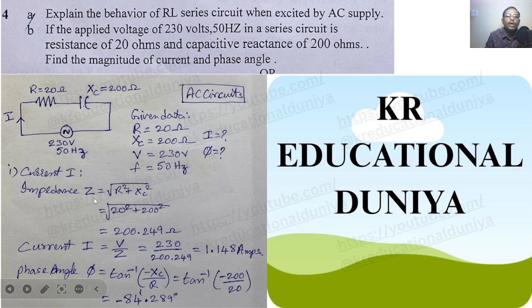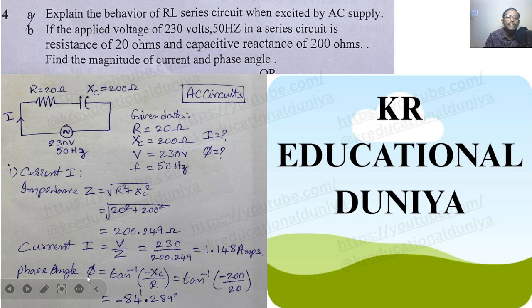So Z equals the square root of R square plus XC square. R square is 20 square and XC square is 200 square. So you get the Z value as 200.249 ohms. So current I equals V, 230 volts, by 200.249, which is 1.148 amps. Always it is better to take 3 digits after the decimal, okay, then you are going to get correct values.